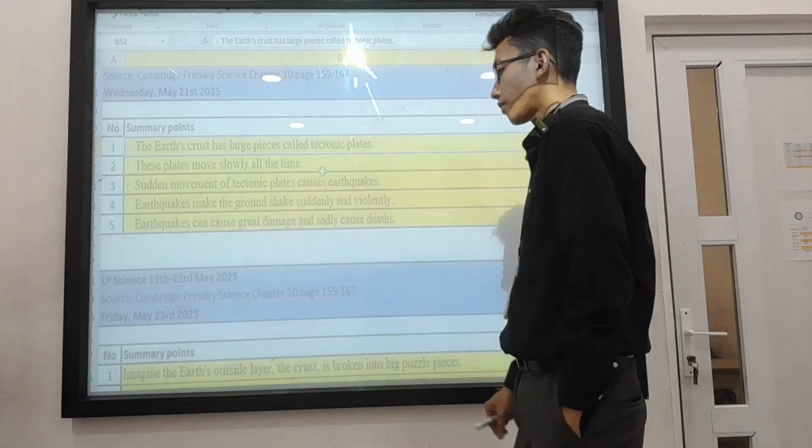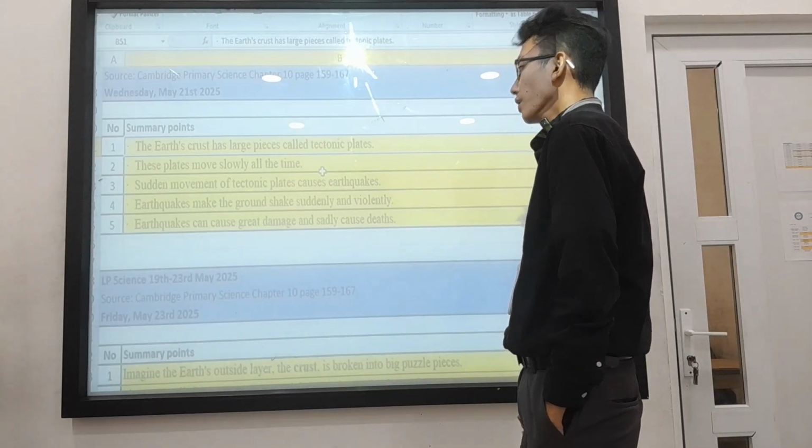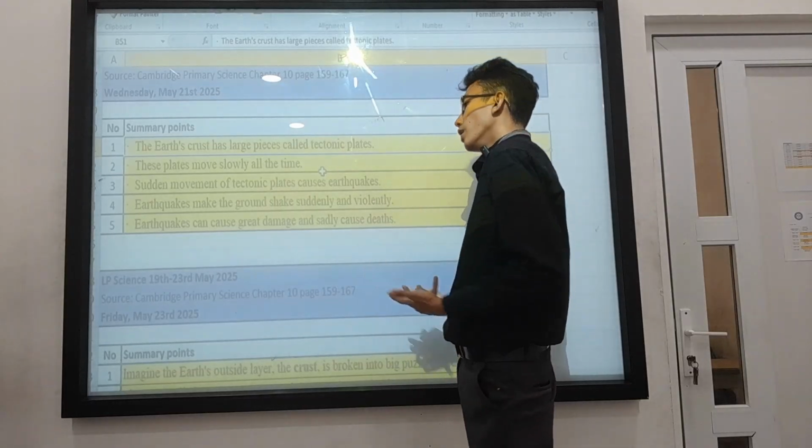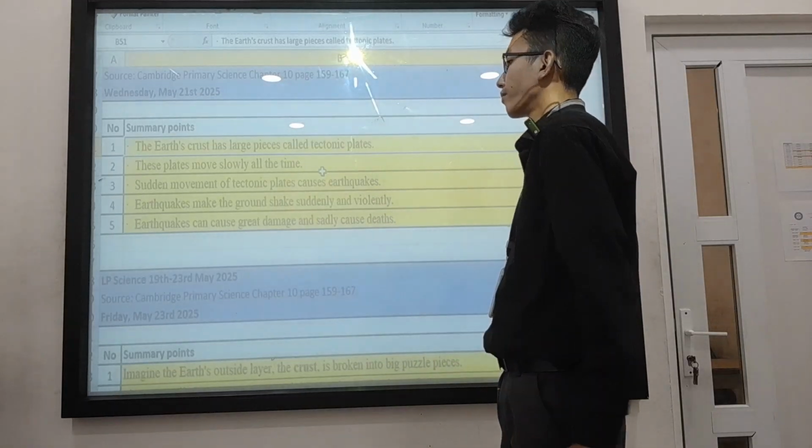So these earthquakes happen because of the movement of plates. Yes, sir. The movement of the tectonic plates, because they are floating on top of the magma. Okay, I see.